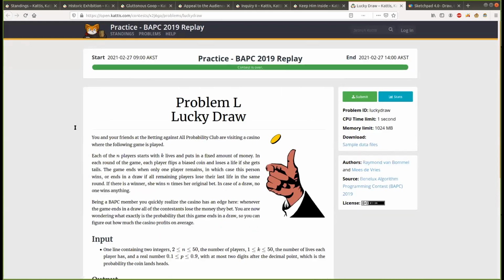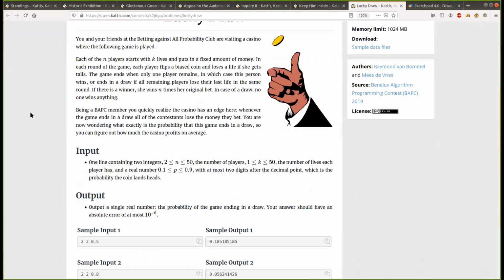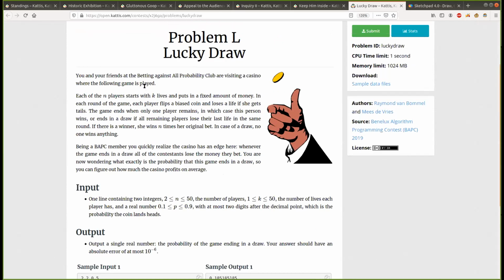Okay, I guess next is problem L. So problem L is there are n players and they have K lives and they're playing this coin flipping game. In each turn, they all flip their coins together, and then everyone who has tails will lose a life, and everyone who has heads keeps the same number of lives. So the game is played until everyone runs out of lives.